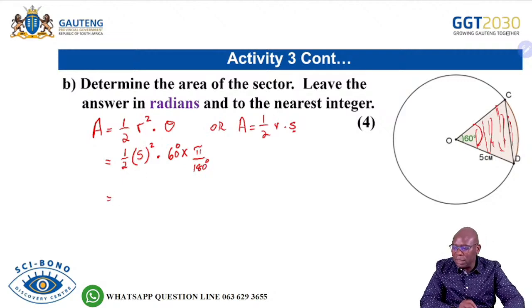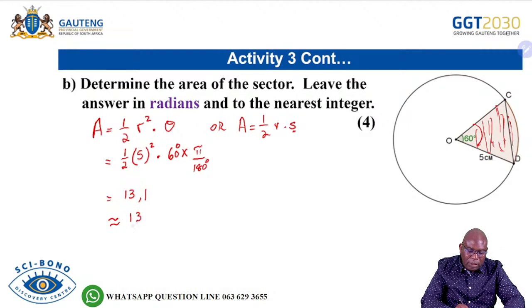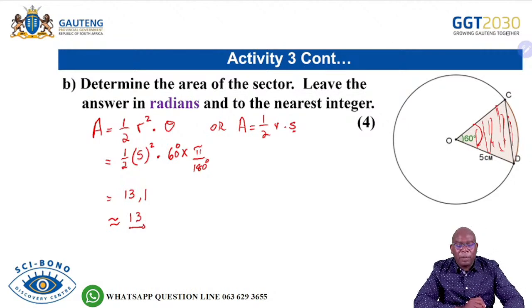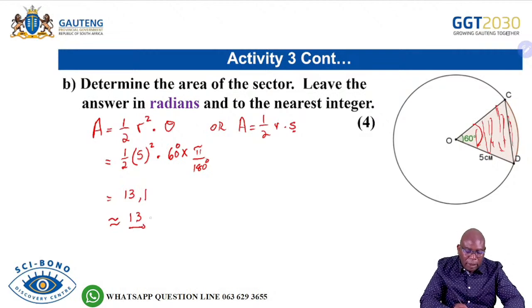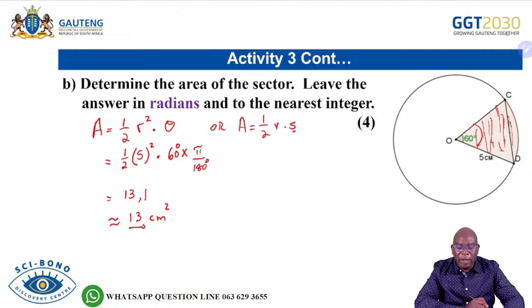Then my answer there is going to be 13,1. But they said this must be to the nearest integer, so that will be 13. So my area is going to be 13 square centimeters. Remember, we're talking area here.